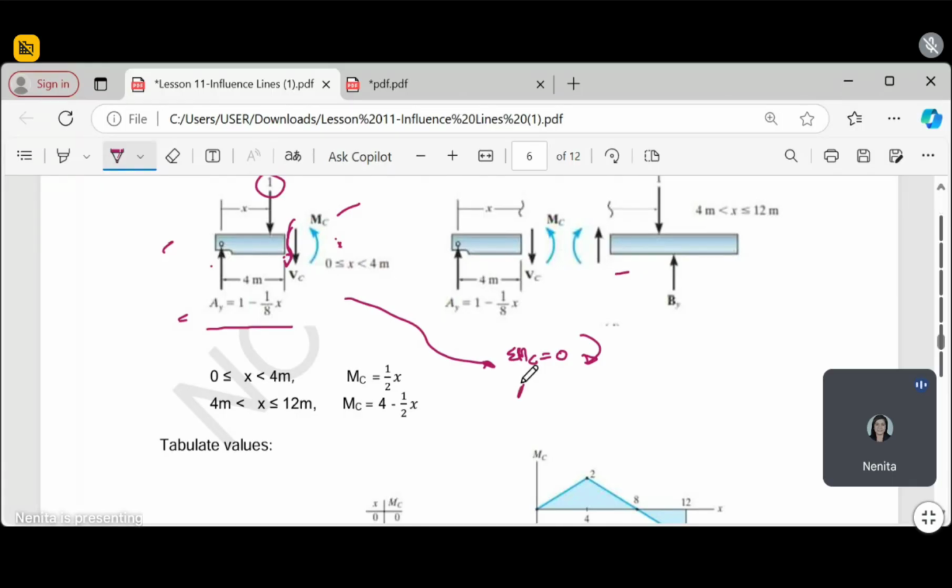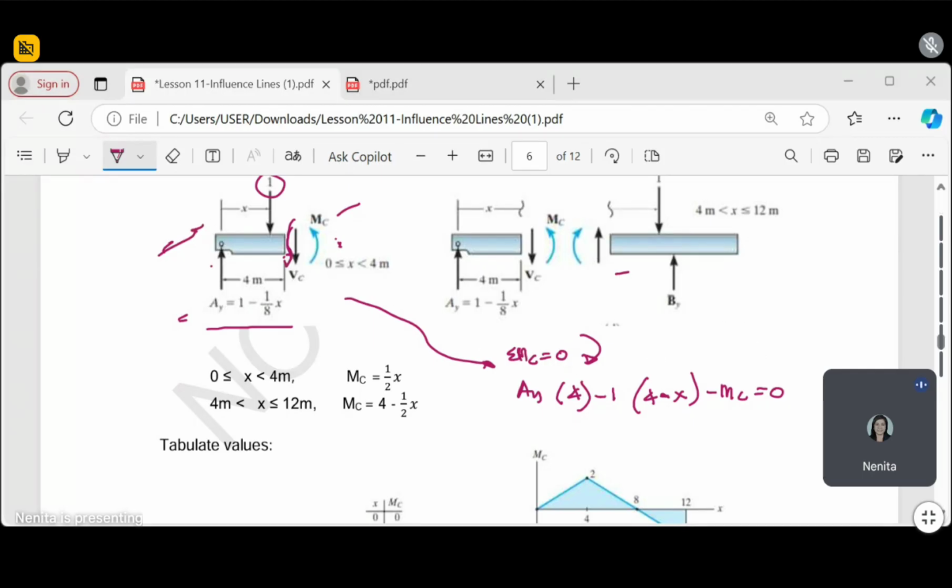So we have AY times, our C, class, take note, is 4 meters, times 4, minus 1 times 4 minus x, then minus M sub C is equal to 0. Right? Is that correct, class? Yes, ma'am. Okay, that's what you were looking at earlier.